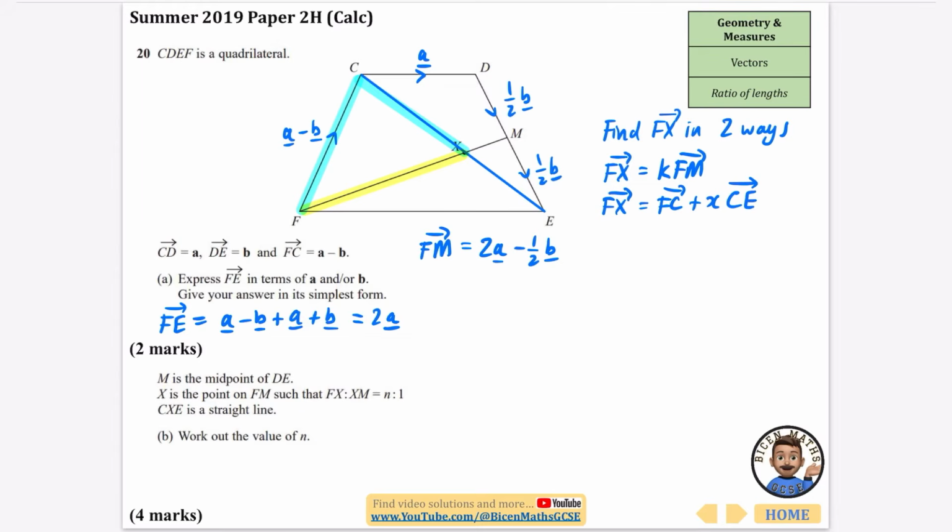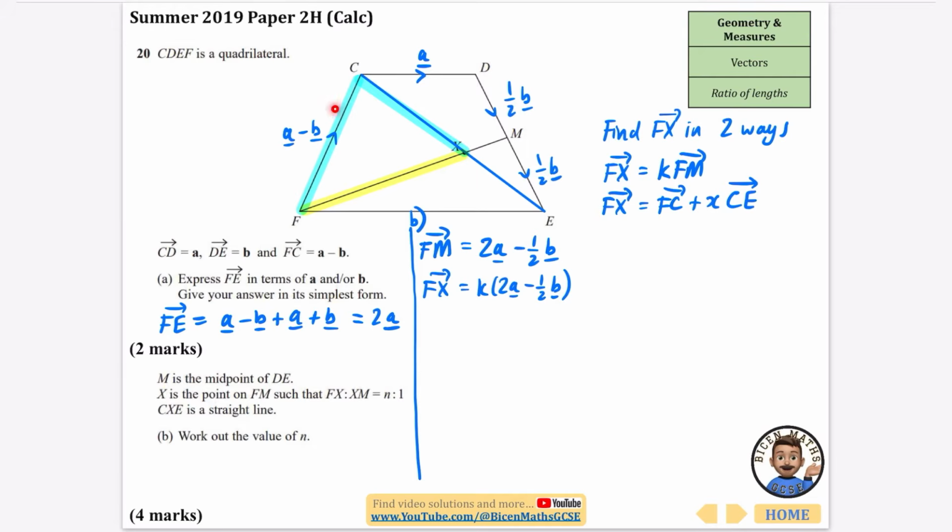With my first way, and I'm going to just draw the line down here, this is all for part B of the question. I'm going to say now that FX is some fraction of this, so k lots of 2a minus a half b. Now I'm going to do the second way.